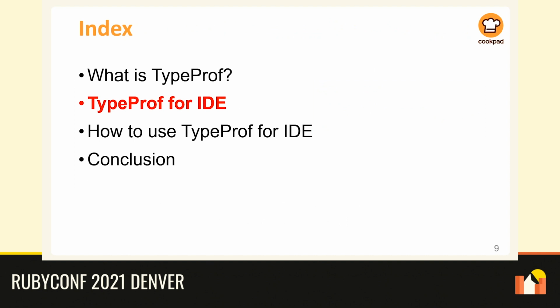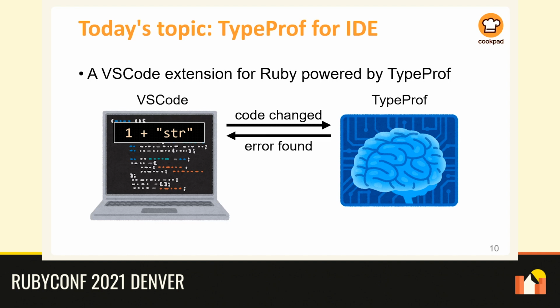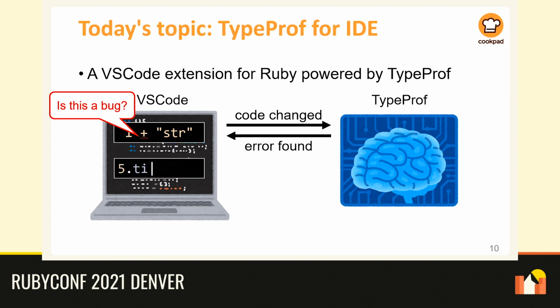So next, I'd like to introduce TypeProf for IDE. TypeProf for IDE is a VS Code extension for Ruby. It uses TypeProf as a backend. So assume that you are editing Ruby code in VS Code. TypeProf for IDE monitors VS Code and notifies all code changes to TypeProf in real time. In this example, TypeProf notices that one plus string will raise an exception when executed. It reports the possible type error to VS Code, and VS Code shows it to users by drawing a red underline. Also, TypeProf for IDE supports completion in a similar way.